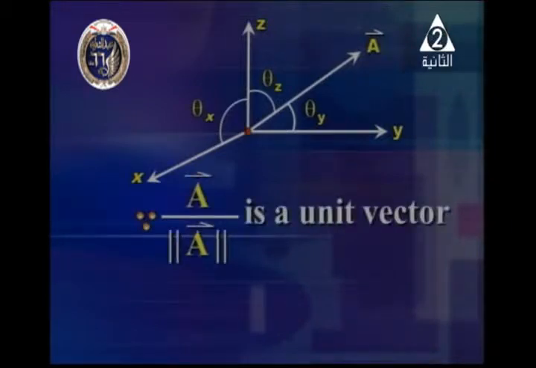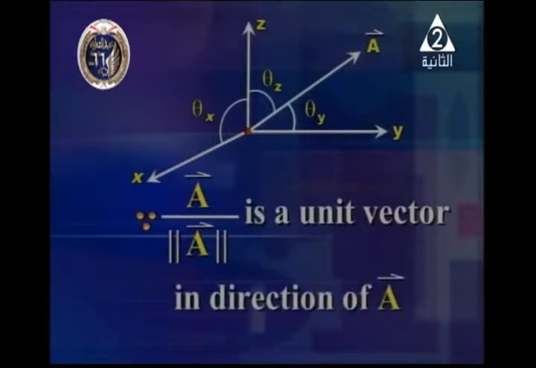This vector A over norm A is a unit vector in space. We find the vector divided by its norm. This vector is called the unit vector in direction A. What is the unit vector in direction B? Vector B over norm B. For any vector, if you want the unit vector in the same direction, divide the vector by its norm.